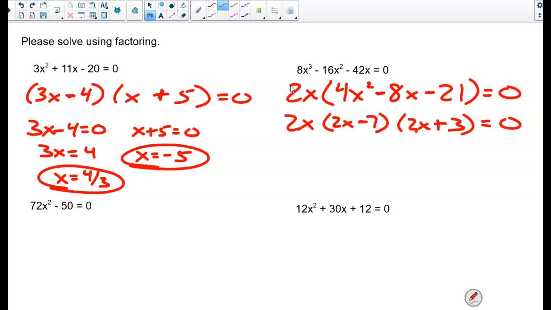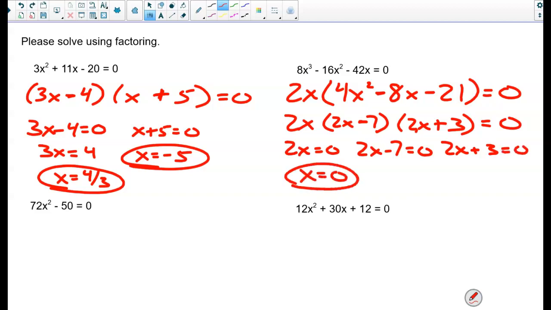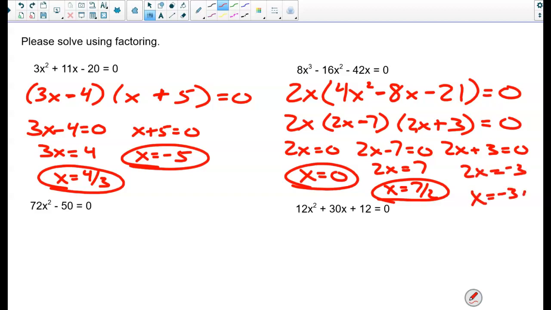Now, when there's a variable in the GCF, we do have to set the GCF equal to 0 as well. If there's no variable in the GCF, you don't have to worry about it. When I divide both sides by 2, I get x equals 0. We add 7 and x equals 7 halves. We subtract 3 and then we divide by 2, we get x equals negative 3 halves. And those are our 3 answers.